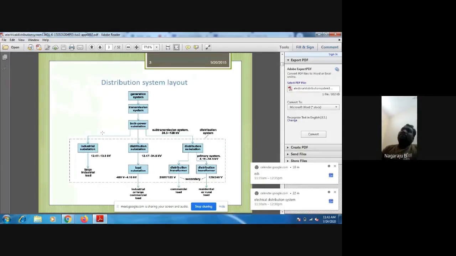So what is the layout of the distribution system? This is about the layout of the distribution system. If you go through it, the dotted lines that I have indicated, these dotted lines indicate the distribution system. What I mentioned in the previous class also: from the generation, first of all, we have the generating station. After that, the transmission. After that, the bulk power substation. Why? Depending on the usage, we need to step up the voltage level and we need to reduce the voltage level. So the bulk power substation is for stepping up.